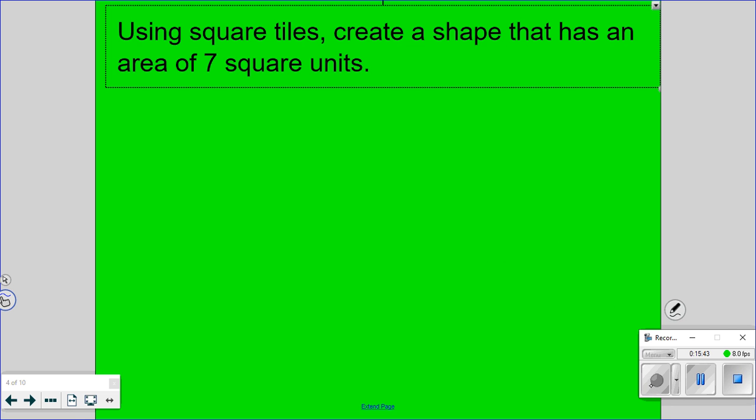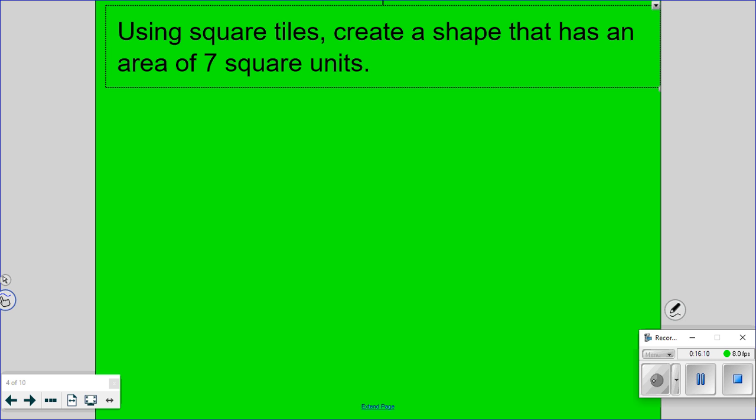So next thing we're going to do is we're going to be working with some square tiles to create some different shapes that have an area of 6 square units. 7, sorry, 7 square units. Yes, 7. We're going to be working with some tiles. As you make your shape, you're going to trace them in your notebook. So don't put your notebook away, but we're going to be building our shapes in our notebook.